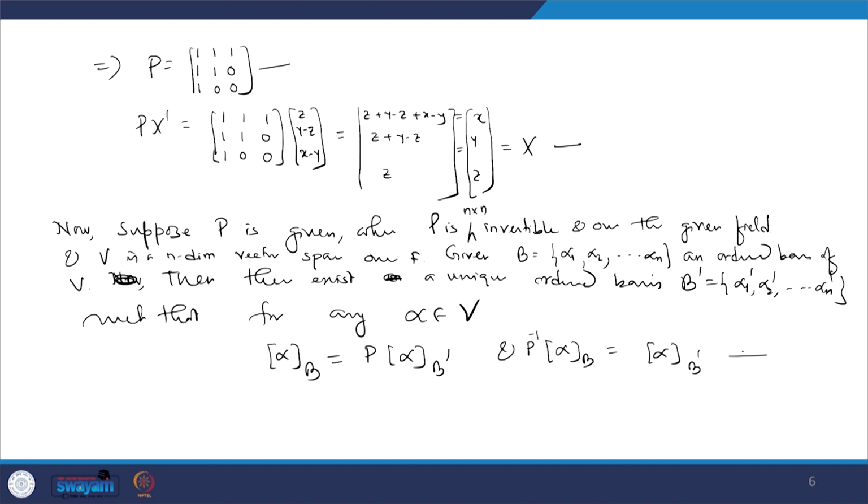Now, how to prove that one also? This proof is again not a difficult one. So, the proof is like this. Let Q equal to P inverse, because P is given to me invertible. So, I can write Q equal to P inverse, please. Okay.